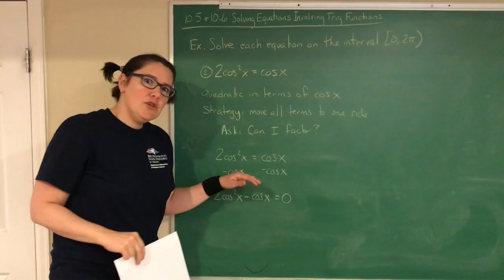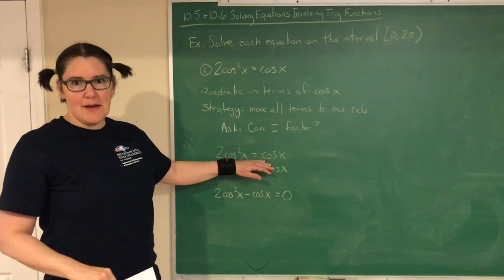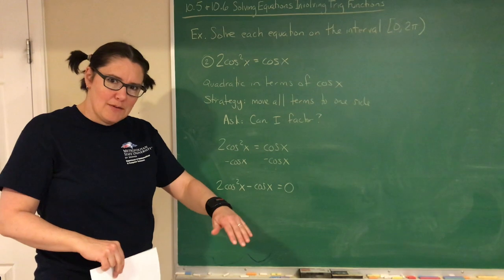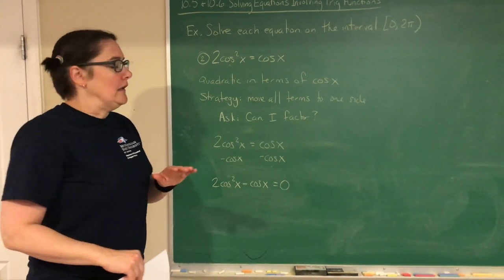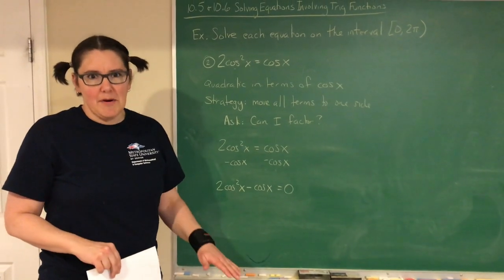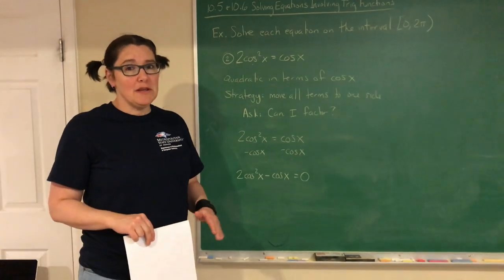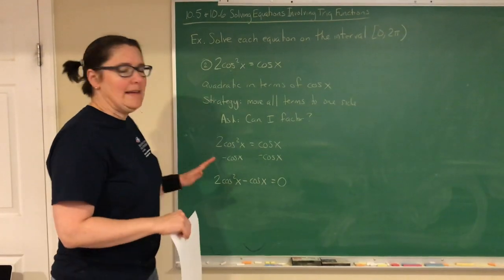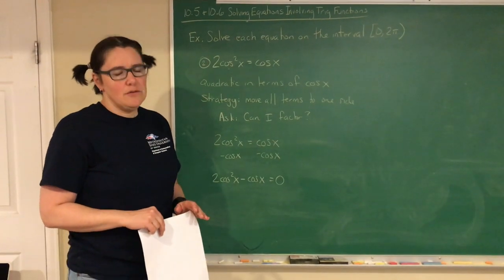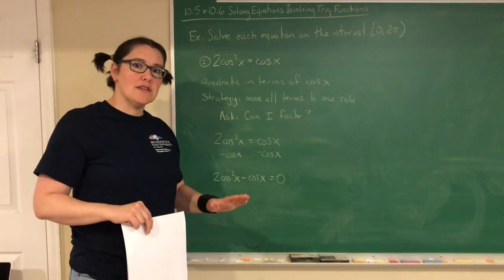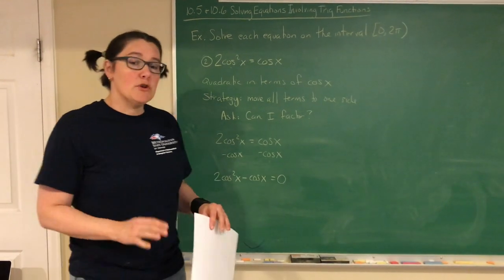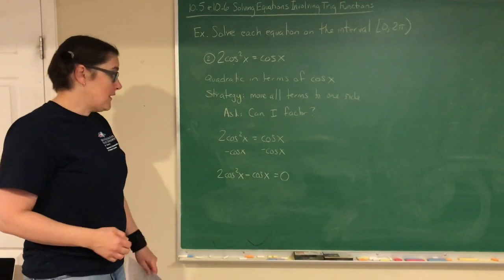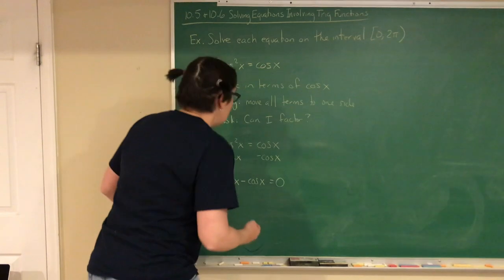Now, one thing you might be tempted to do in this first step is you might see, oh look, there's a cosine of x on both sides. I'm going to divide both sides by cosine of x. You don't want to do that because there is a possibility that cosine of x could be equal to 0. So 99.9% of the time, you never want to divide by a variable. There are certain cases where you can do that safely, but for the most part, avoid dividing by a variable. Okay, so we now have 2 cosine squared x minus cosine x equals 0. And we ask the question, can I factor?